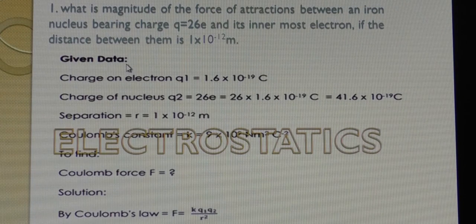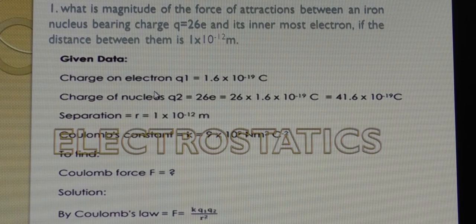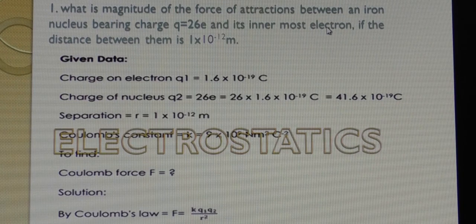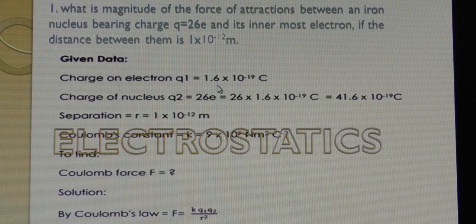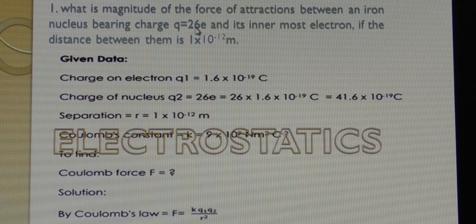Then we come to the data given. In the data given, it is very clear that here we are talking about an atom that has a nucleus, and in its innermost shell there is an electron. So we all know the charge on this electron, let me say it is Q1, and it is equal to 1.6 into 10 raised to the power minus 19 coulomb. And what is the charge of this nucleus? Q is equal to 26e, given by Q2, and Q2 is equal to 26 into e.